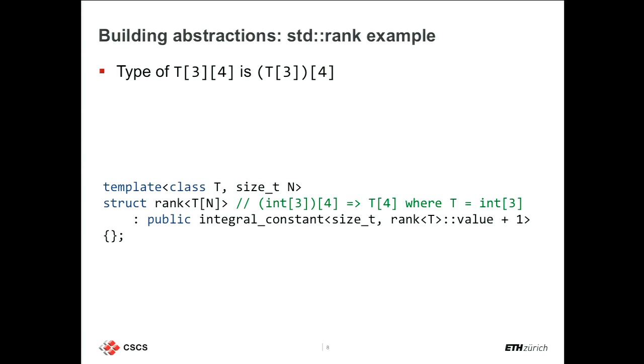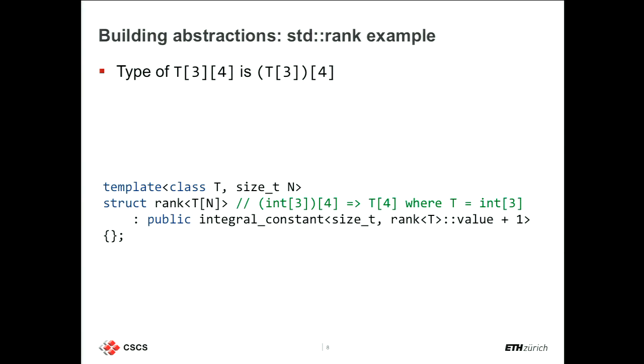So first of all, there is a meta function in the standard library, which is called rank. Now I'll show you how it is implemented. Rank gives you the rank of a multidimensional array. So in this case, I have an array of type T, which has sizes 3 and 4, and the rank of this array is 2. And I want to know the rank of this array at compile time.